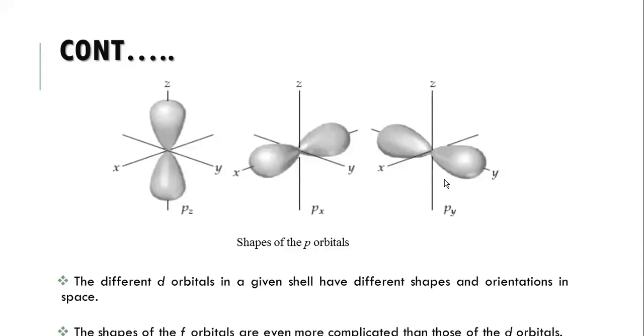The different d orbitals in a given shell have different shapes and orientations. So this is a complicated shape. The shapes of the d orbitals are even more complicated than these; the d orbital is a double dumbbell shape. We are not studying this under this section. So until now we studied the shape of the orbitals. Now we are going to study about what?